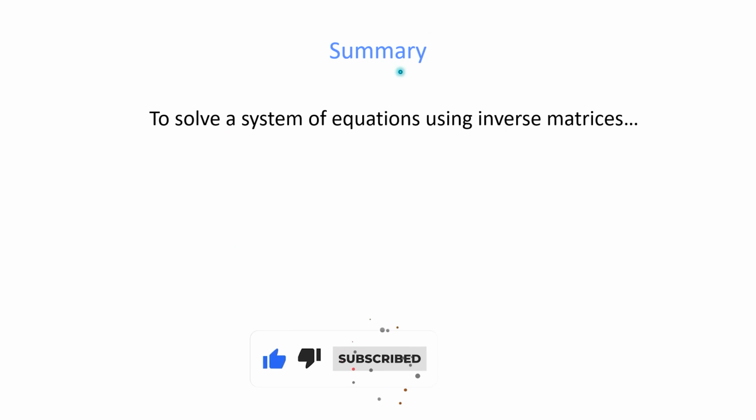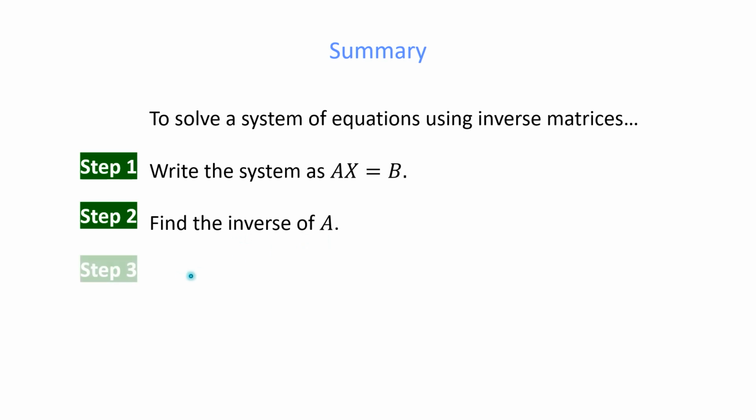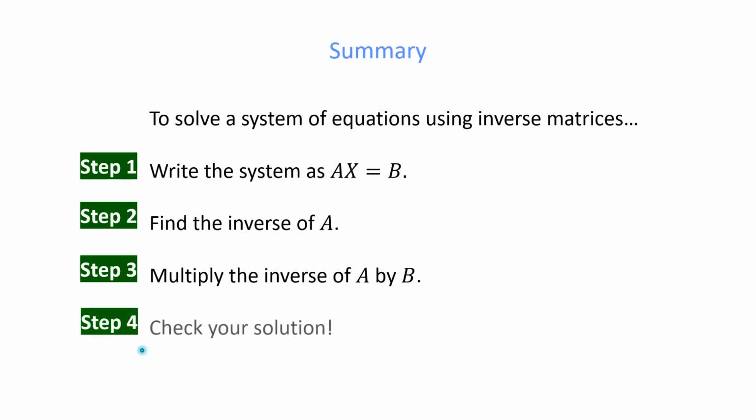So to summarize what we've learned so far, to solve a system of equations using inverse matrices, step 1 is to write the system in this form. So A, X and B are all matrices. Step 2 is to find the inverse of matrix A. Step 3 is to multiply the inverse of matrix A by the matrix B. And step 4, and it's an important step, is to check your solution.